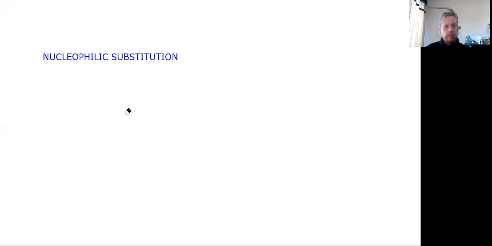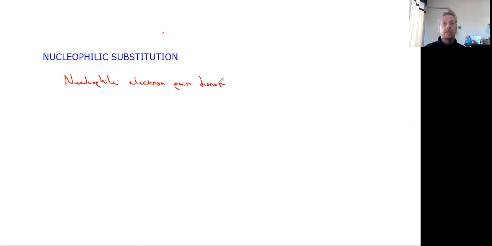A nucleophile is an electron pair donor. So I have a definition: nucleophile, electron pair donor. I'm sure you've been told this already. An electrophile was an electron pair acceptor. So this is the opposite. So we need something with spare electrons. That's something to bear in mind. Donor.